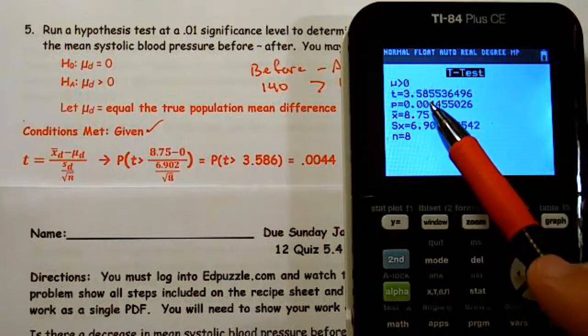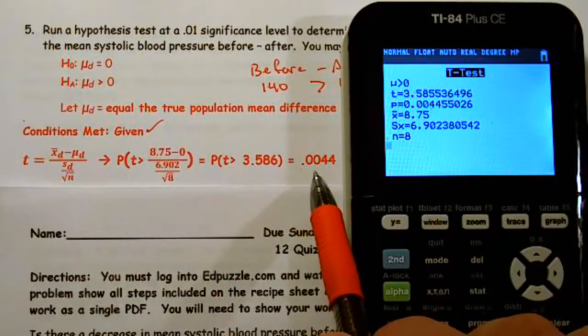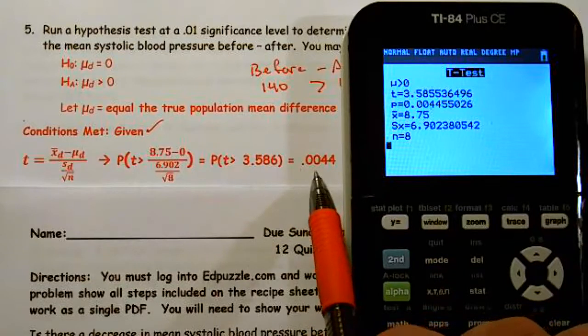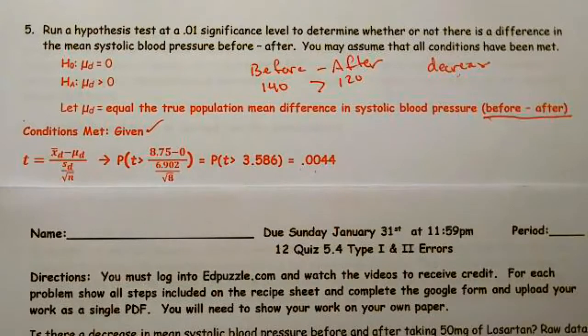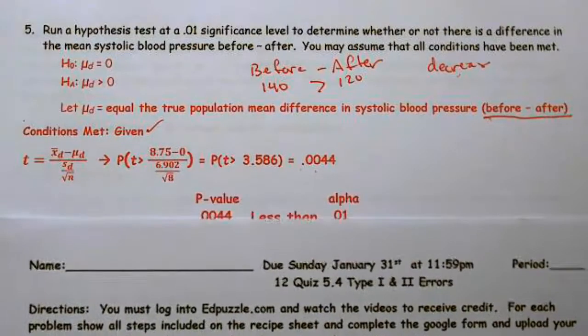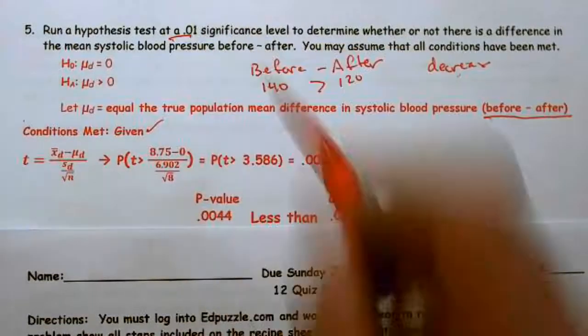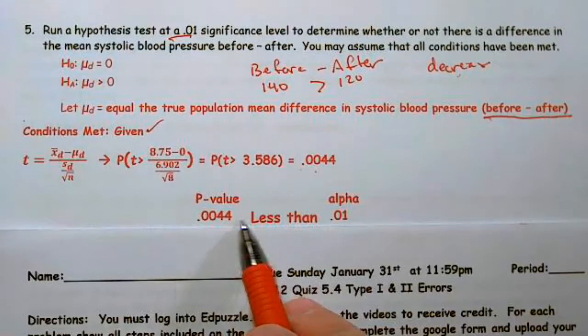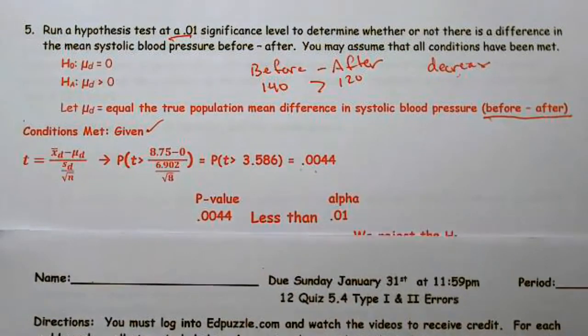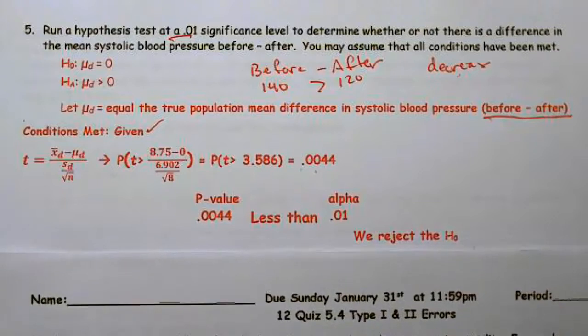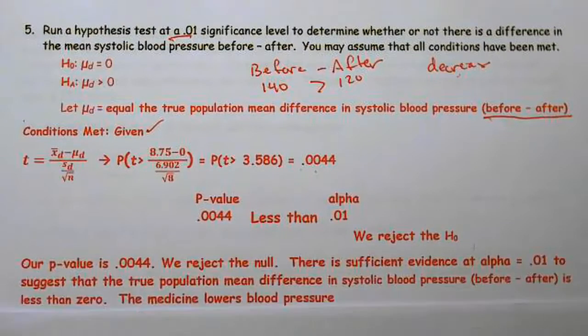And I end up getting a t-statistic of 3.5855. And we have a probability of 0.0044. So I have a very, very small p-value. If I take a p-value of 0.004, and they gave us an alpha of 0.01, then 0.004 is less than 0.01. And because my p-value is less than alpha, we're going to reject the null. So then we need to state our conclusion. Our p-value is 0.0044. We reject the null.